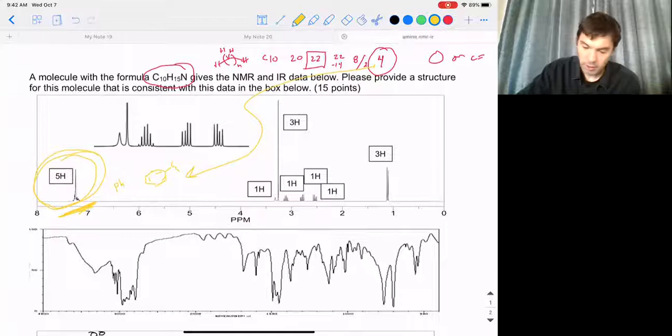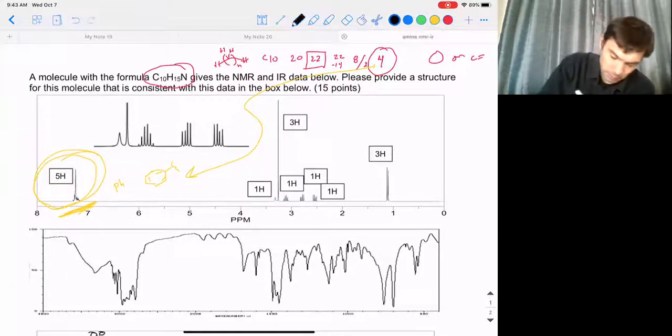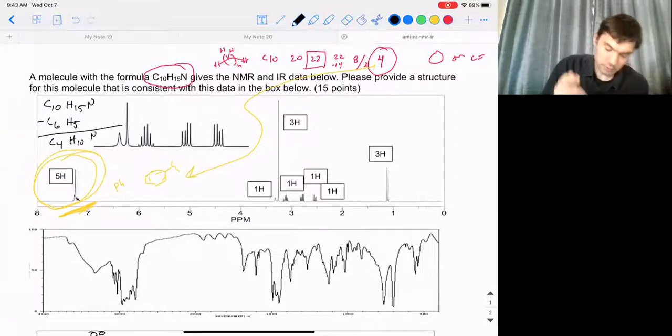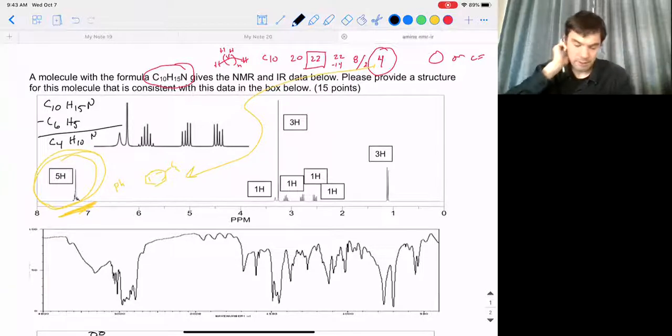So that benzene ring, if we just subtract out what's left from our molecular formula, so C10H15N, and now we're going to subtract from it C6 and H5. And so overall now we only have C4H10N to worry about. And so that is a much simpler problem than what we initially started with. Okay, so let's start looking at our other clues.